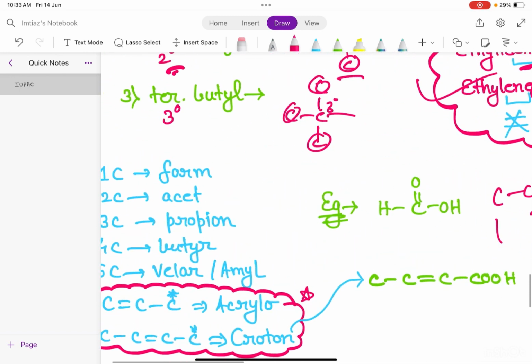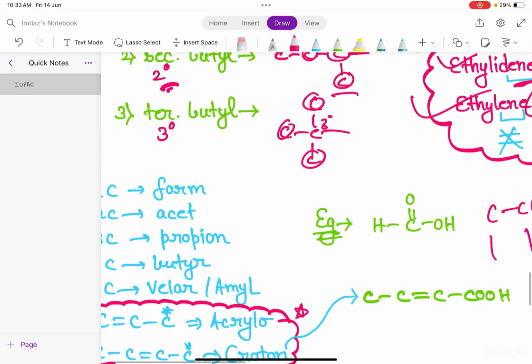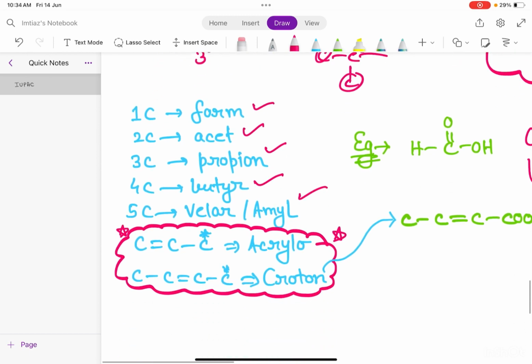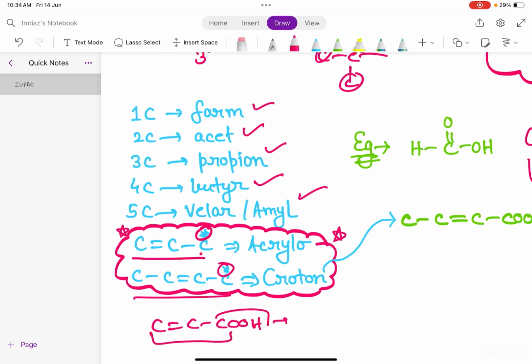And the last part, for forming the name in the common name, you must know the naming. For 1 carbon it is form, for 2 carbon acet, for 3 propion, 4 butyr, and 5 it is valer and amyl, and 2 specific names are there, acrylo and croton. What is this star? It means this carbon is a carbon of the functional group. For example, C double bond C COOH will be acrylo, and this is ic acid.